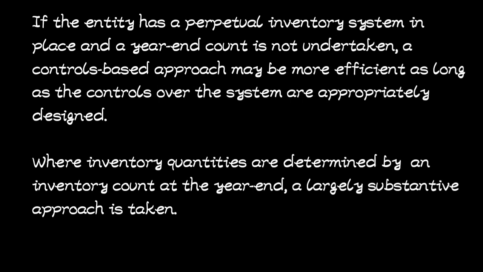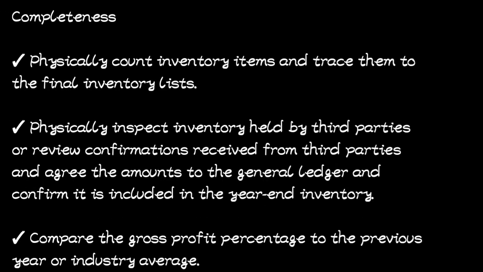Then where inventory quantities are determined by an inventory count at the year end, like they always count inventory at the end of the financial year, then there are substantive approaches undertaken. So let's look at the substantive procedures for the year-end inventory, like the procedures that can be performed in order for the auditor to detect material misstatements when it comes to inventory. We are going to be dealing with each assertion one at a time.